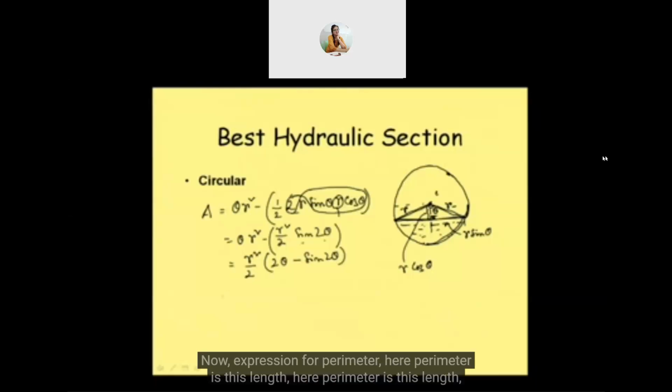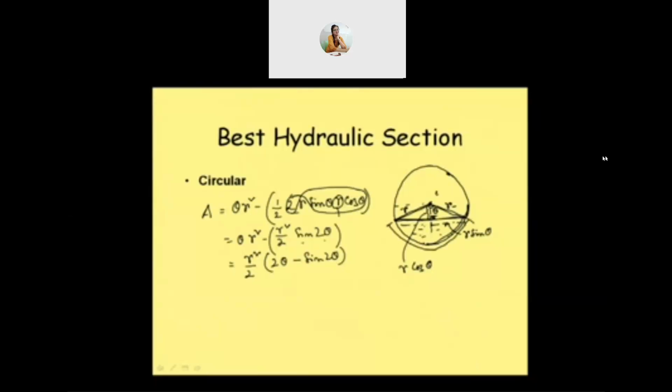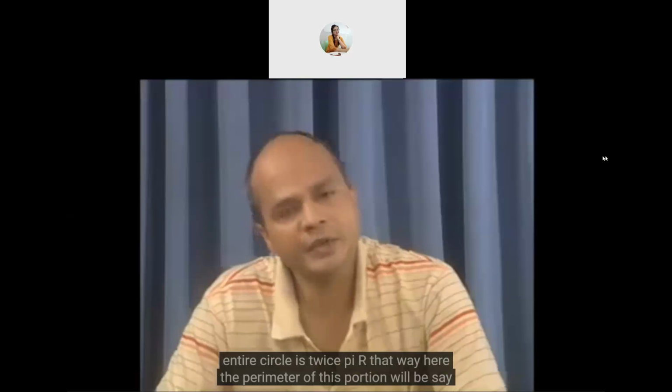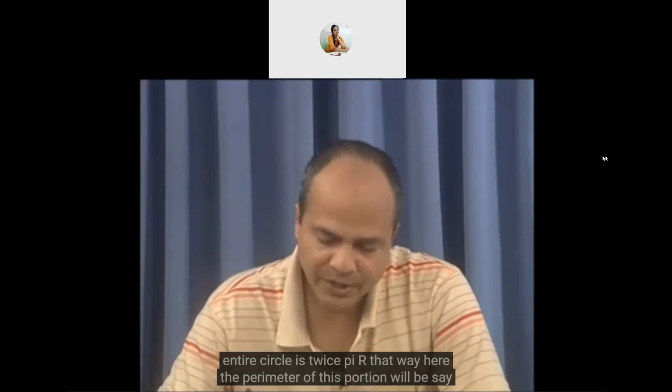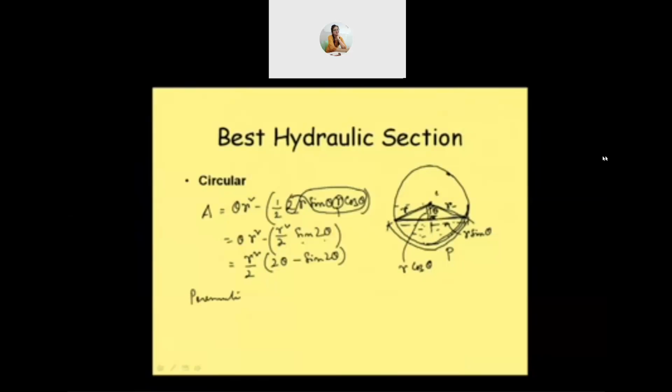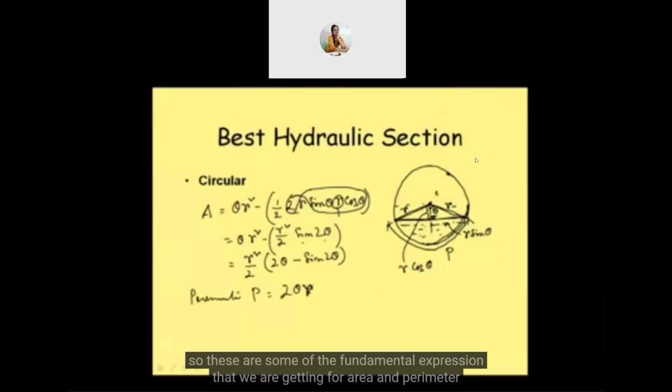Now the expression for perimeter. Here the perimeter is this length. As we know, the perimeter of the entire circle is twice pi r, so here the perimeter of this portion will be twice theta r, where our angle is this one. So perimeter P is equal to twice theta r. These are the fundamental expressions that we get for area and perimeter of a circular section.